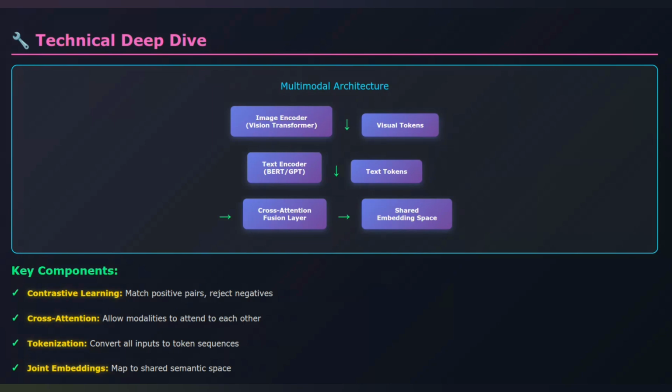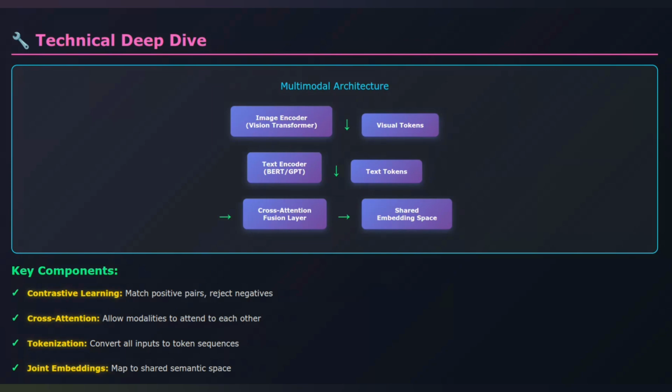Training happens in stages. First, encoders are pre-trained separately, image encoders on massive image datasets, text encoders on text corpora. Then comes alignment training, where they learn to map to a shared space. Contrastive learning is the secret sauce. The model learns by comparing positive pairs, matching images and captions, against negative pairs, non-matching combinations. This creates semantically meaningful embedding spaces.